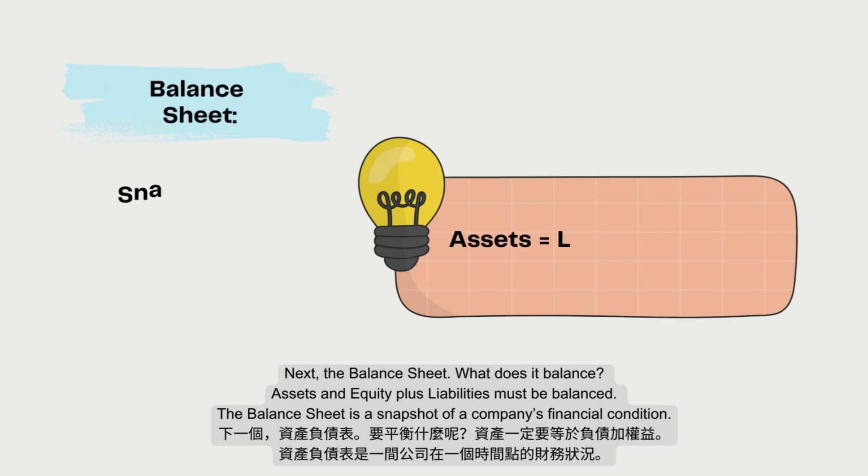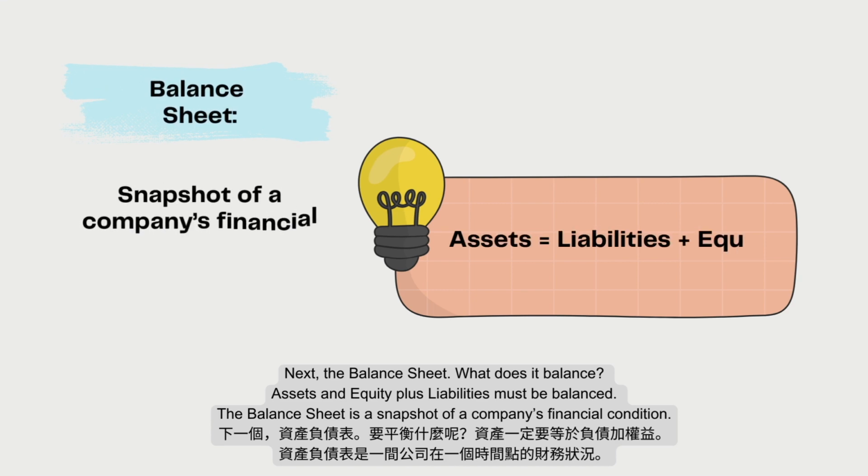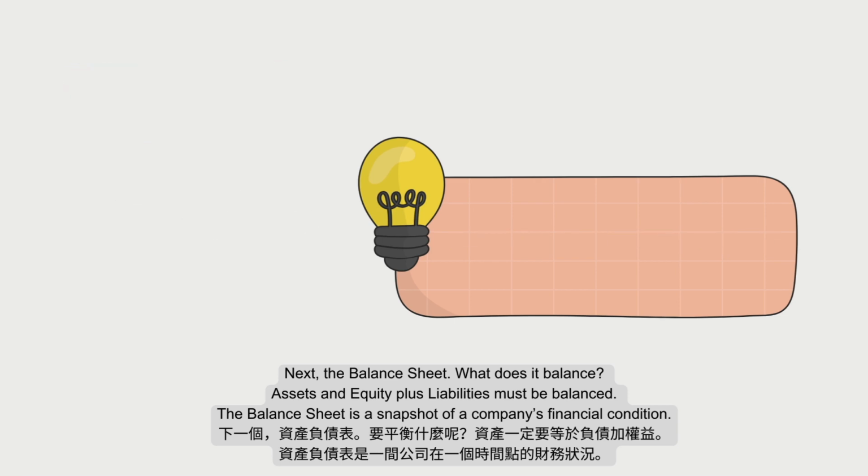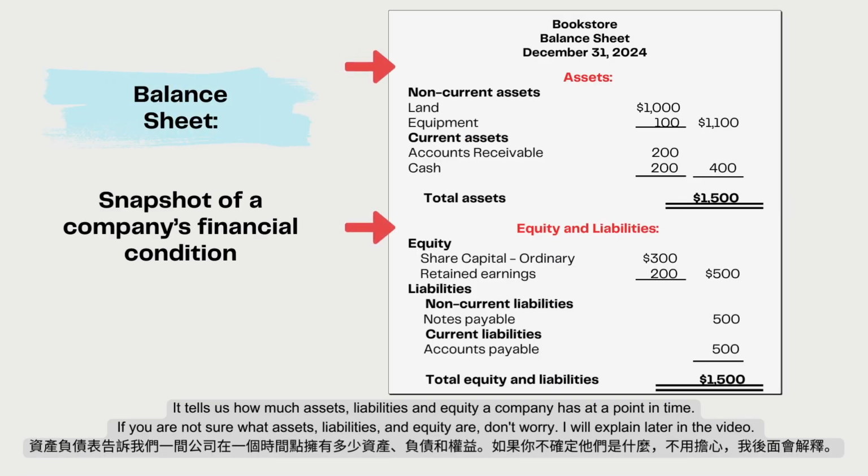Next, the balance sheet. What does it balance? Assets and equity plus liabilities must be balanced. The balance sheet is a snapshot of a company's financial condition. It tells us how much assets, liabilities, and equity a company has at a point in time. If you are not sure what assets, liabilities, and equity are, don't worry, I'll explain later in the video.